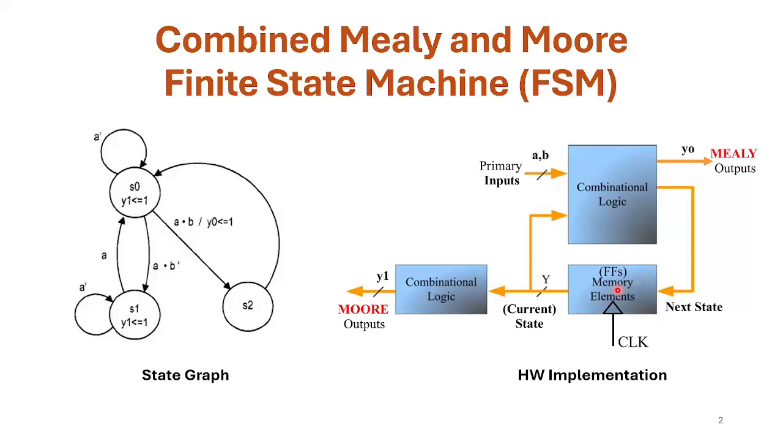three main components: the flip-flops, the memory elements that store the current state, a first combinational logic that generates the Mealy outputs as well as the next state, and a second combinational circuit that is responsible for generating the Moore outputs that depend only on the current state. So this combinational logic has as an input only the current state and generates the Moore outputs. The Mealy outputs depend on both the primary inputs as well as on the current state.